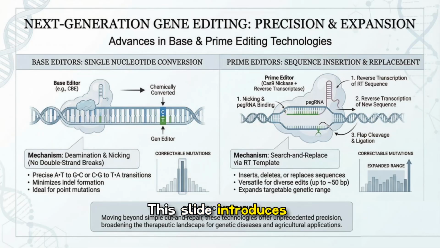This slide introduces next-generation editing with base editors and prime editors, which move beyond simple cuts to enable single nucleotide conversions and sequence insertion or replacement without frequent double-strand breaks. Base editors chemically convert bases for point mutations, while prime editors write short new sequences, together expanding correctable mutations and broadening therapeutic and agricultural possibilities with greater precision and fewer unintended outcomes.